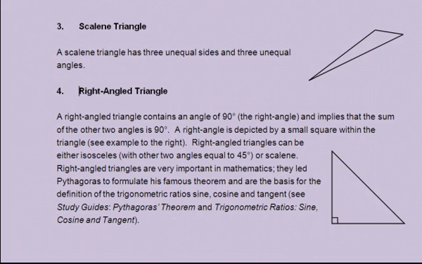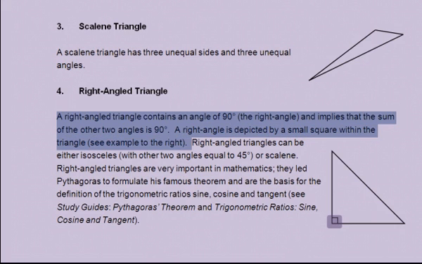Type 4. A right-angled triangle. A right-angled triangle contains an angle of 90 degrees, the right angle, and implies that the sum of the other two angles is 90 degrees. A right angle is depicted by a small square within the triangle. Right-angled triangles can be either isosceles, with the two other angles equal to 45 degrees, or scalene.